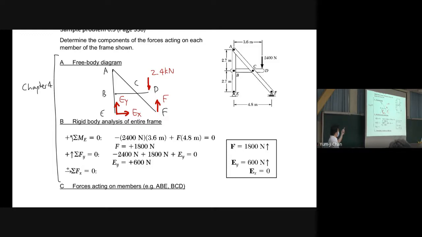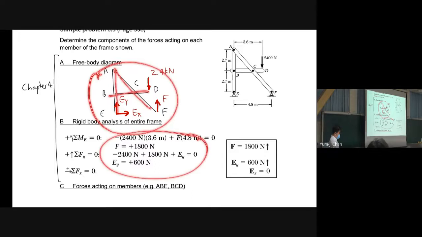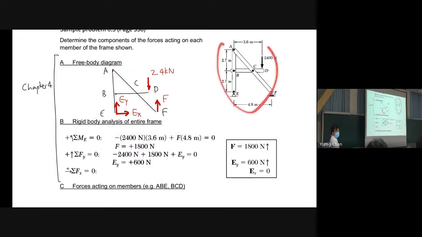Because the frame itself is a rigid body, you can draw the free body diagram of the whole frame and get the support forces. This is a rigid body, because it cannot rotate by itself, so we can determine these support forces.